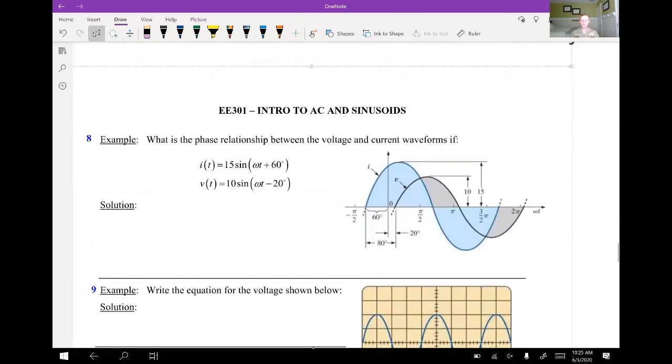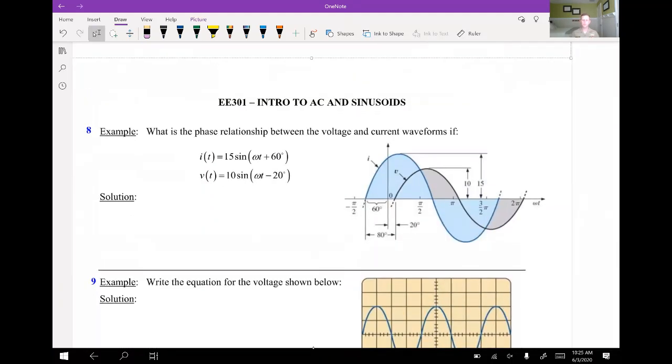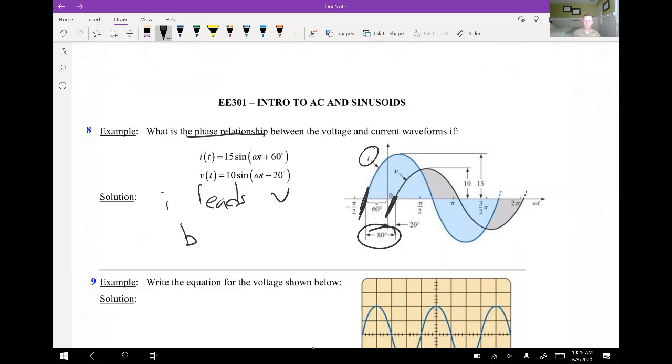So here's a phase relationship between two different waveforms, like I just said. Neither of them is going through zero, but we can look at it. What is the phase relationship between them? I is crossing through the x-axis before V is. Therefore, I is leading. I leads V. And it says the phase relationship, so we need to take the full amount. Well, how much does it lead by? Right here is 80. Leads V by 80 degrees.